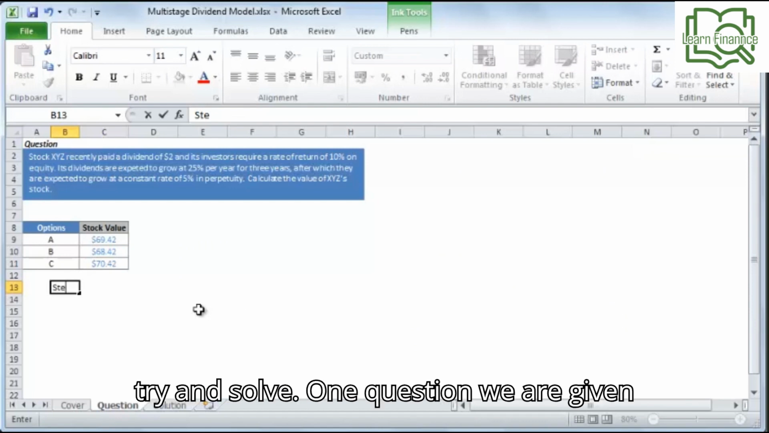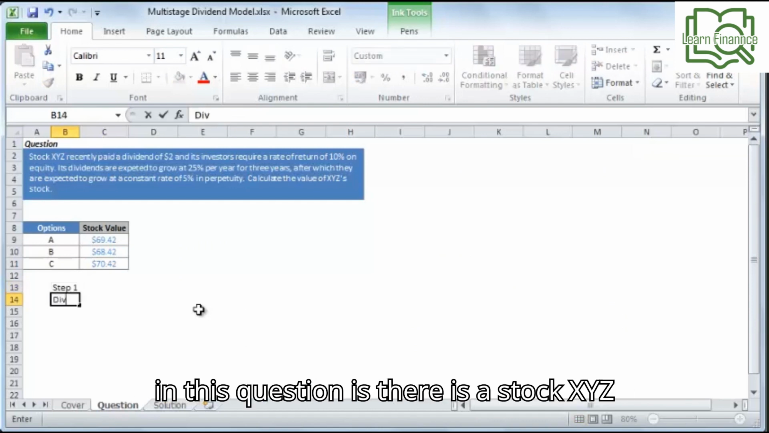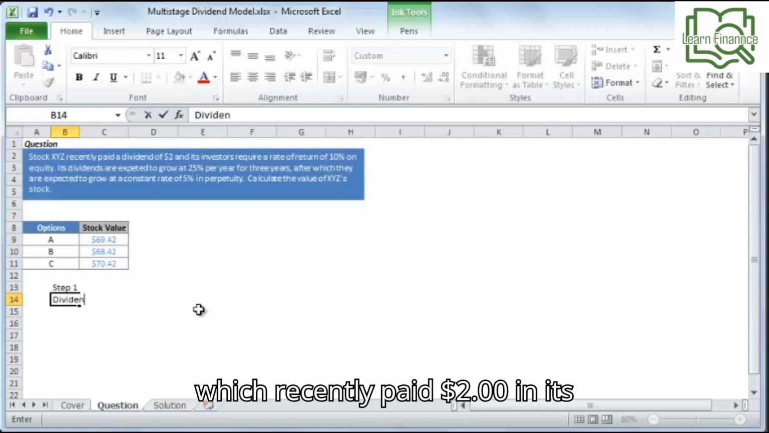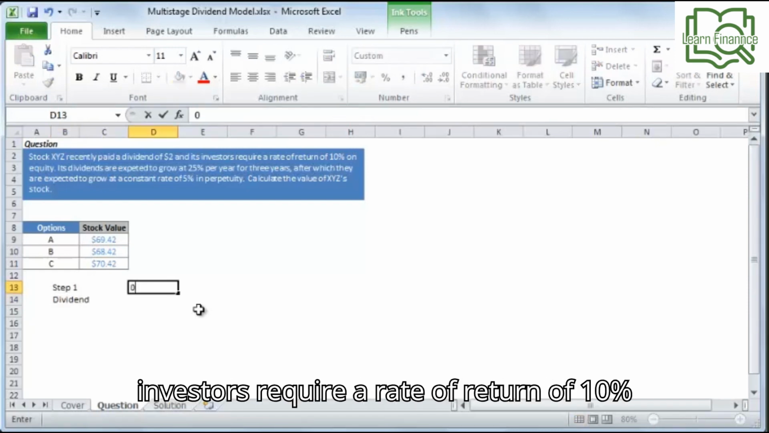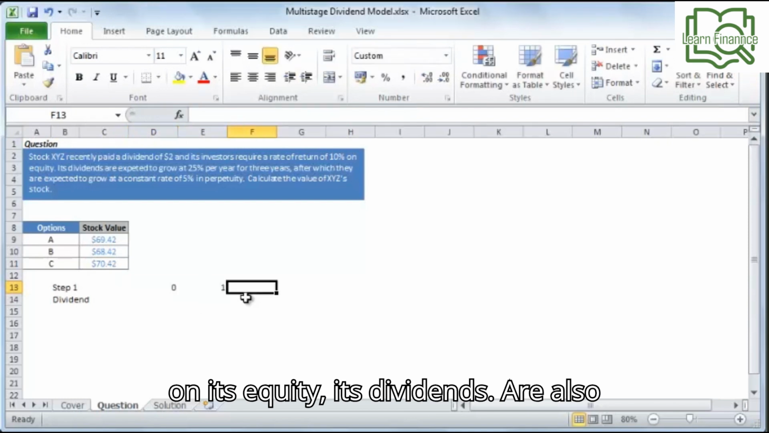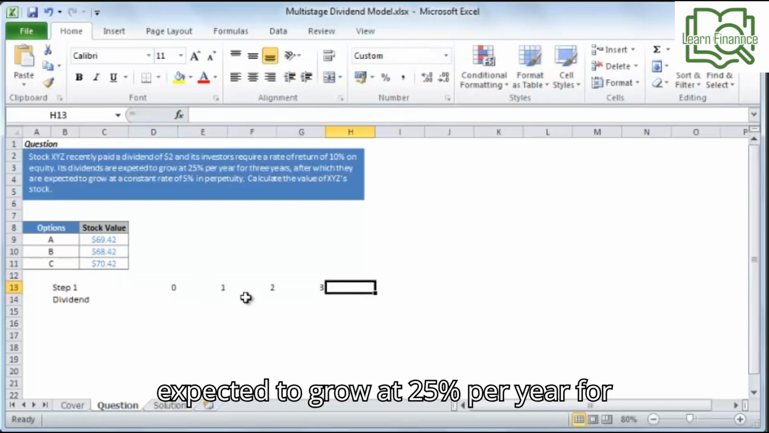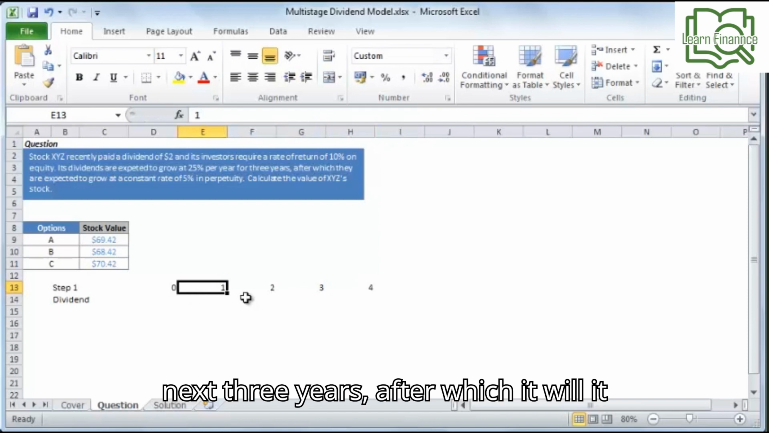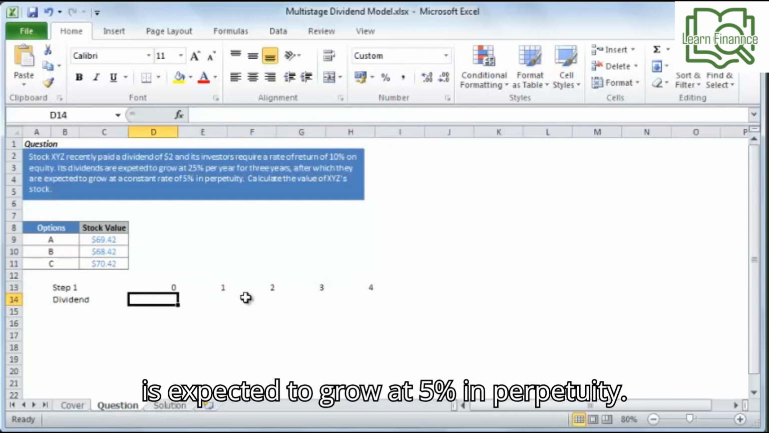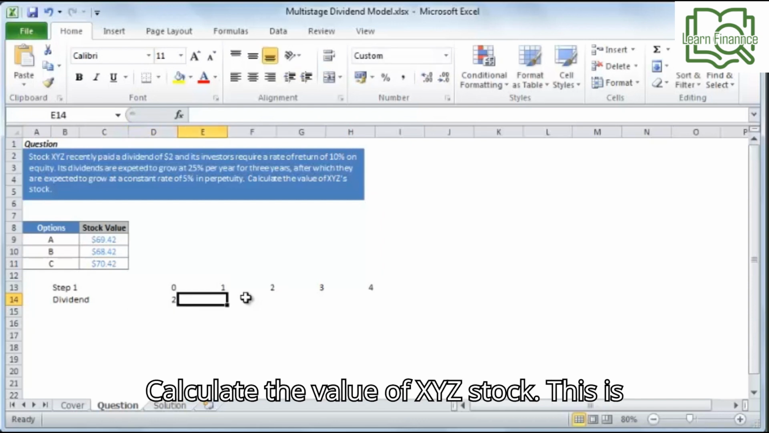So let's try and solve one question. We are given a stock XYZ, which recently paid $2, and its investors require a rate of return of 10% on its equity. Its dividends are also expected to grow at 25% per year for the next 3 years, after which they are expected to grow at 5% in perpetuity. Calculate the value of XYZ stock.